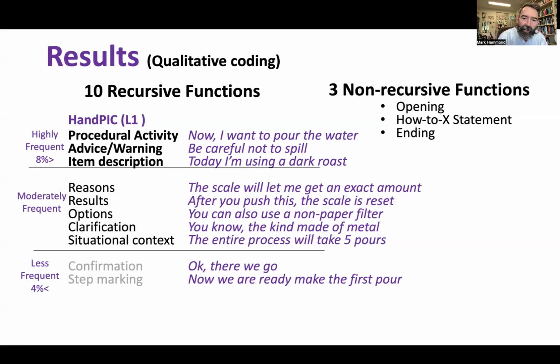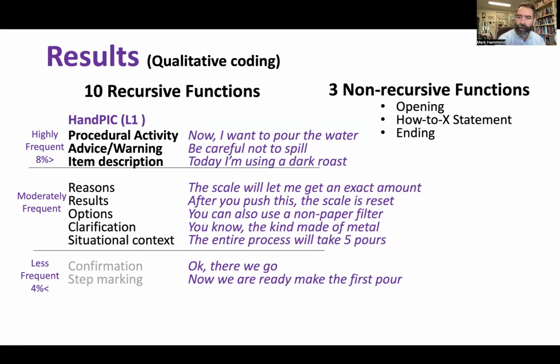Clarification, giving a little bit more details, the kind made of metal. Situational context. The entire process will take 5 pours. These were moderately frequent functions, and less frequent stuff, but still salient, were things like confirmation or marking the steps. Like, now we're ready to make our first pour. Okay, let's move on to preparing the cup.